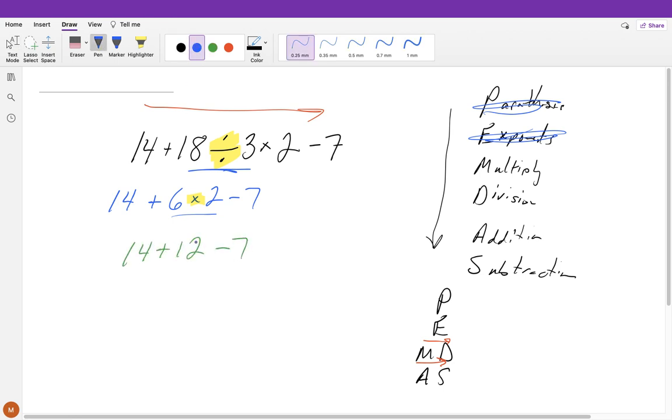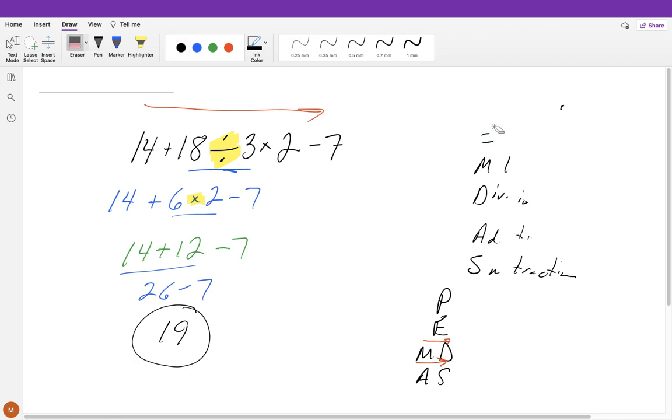And now since it's adding and subtracting, I really can go in any order I want. But I'll do 14 plus 12, which is now 26. Minus 7 is going to give me 19. So that is the final answer for this when we're going through and using our order of operations.